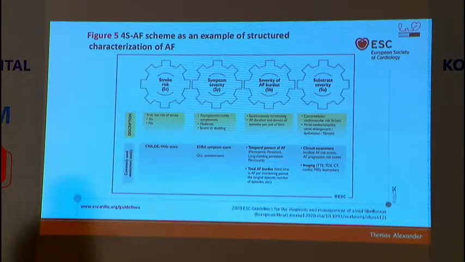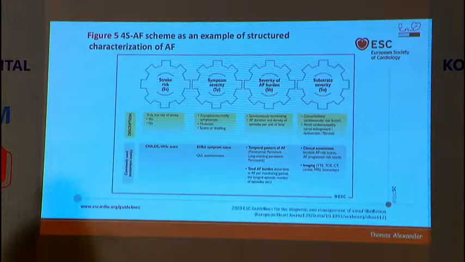Now, one of the ways that the ESC now talks about looking at AF is what is called a structured characterization of AF, and this is the 4 S that it talks about. This is important for us clinically. The first is the stroke risk. How does one say that a particular patient has a high or a low stroke risk? This is by using the CHA2DS2-VASc score, and one can classify the stroke risk. The second is to look at the symptom severity, and we define that as asymptomatic or symptomatic. So that's a second important characteristic.